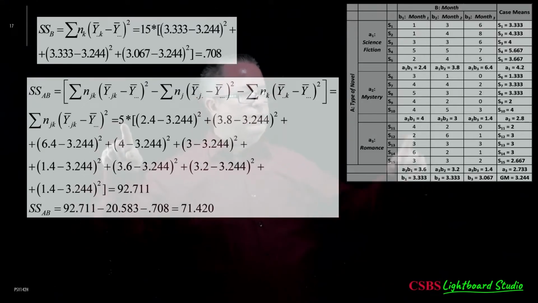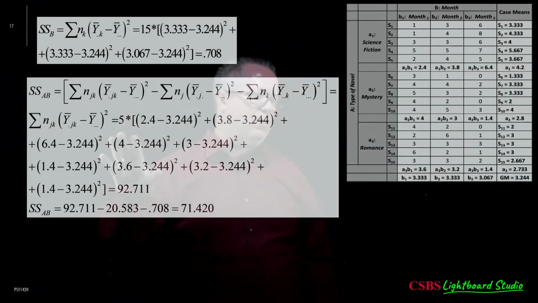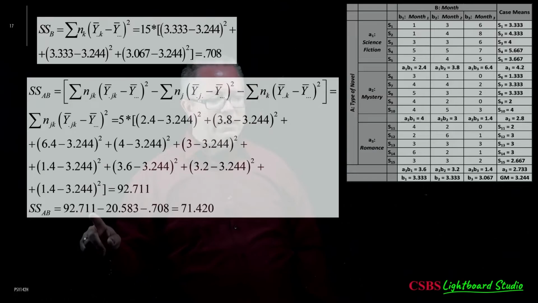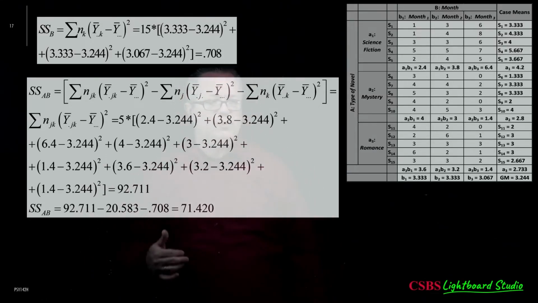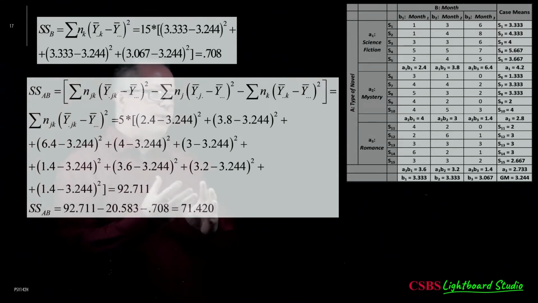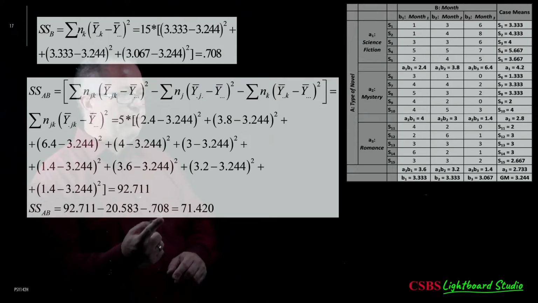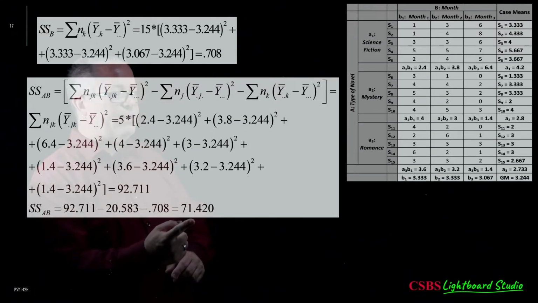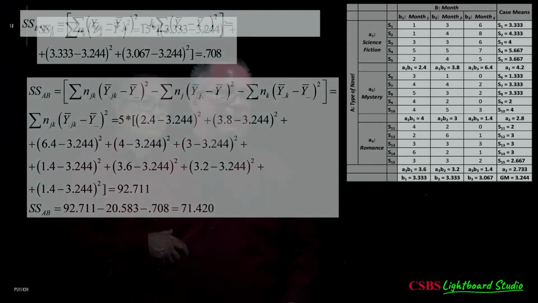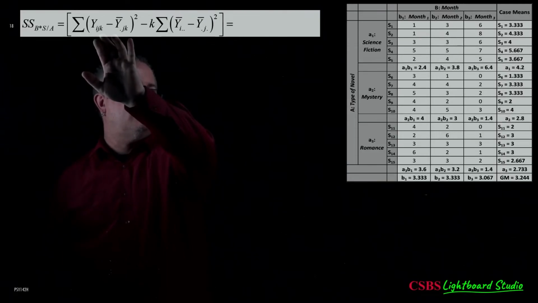Multiplying by 5, because each one of those means in there represents 5 scores. 5 times all that. Now, when I get that, all this 92.711 is the sum of squares between groups. It's not the interaction. It's just the sum of squares between groups. To get the interaction alone, I need to take the effect of A and the effect of B out of it. So subtract out the effect of A, subtract out the effect of B that we just found already, and we get that the interaction is 71.42.